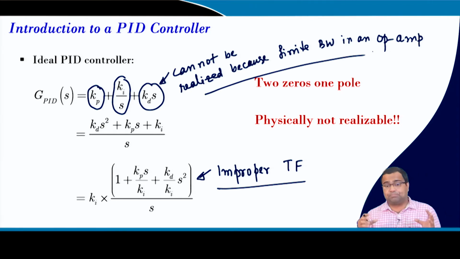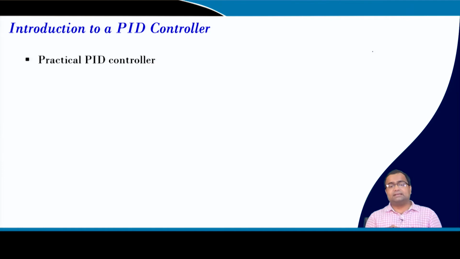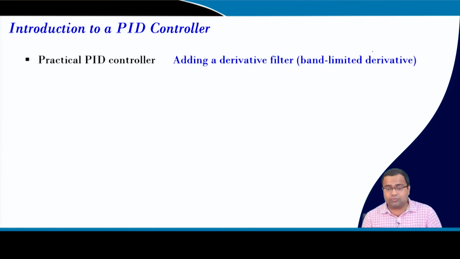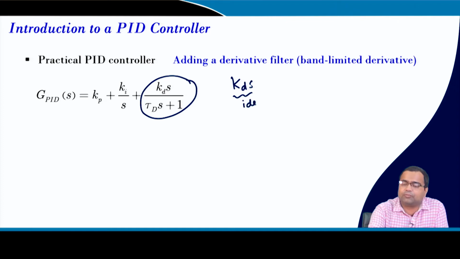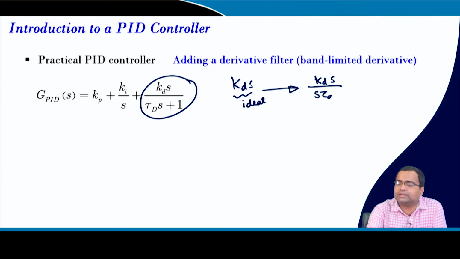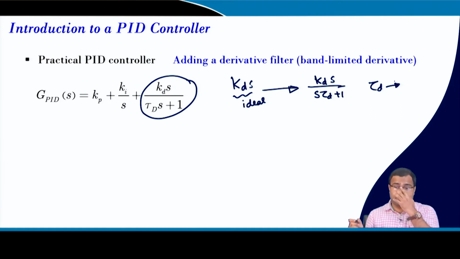That means we have to think of some practical solution, and we have already discussed a practical PID controller. What we do is add a derivative filter. Our ideal component was Kd times S. We keep the same thing and change it to Kd times S divided by S tau d plus 1. This tau d time constant choice is very critical, because if we take the time constant to be very large, then it will not behave like a derivative action. We need to choose tau d small, so that we closely resemble an actual derivative.